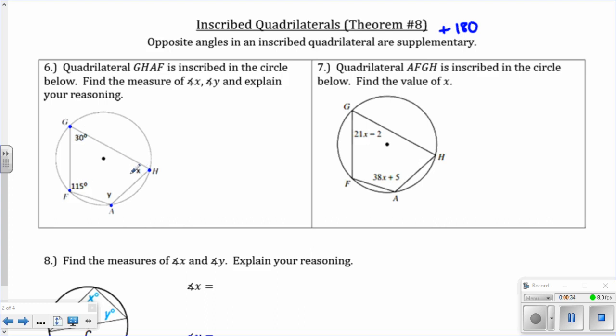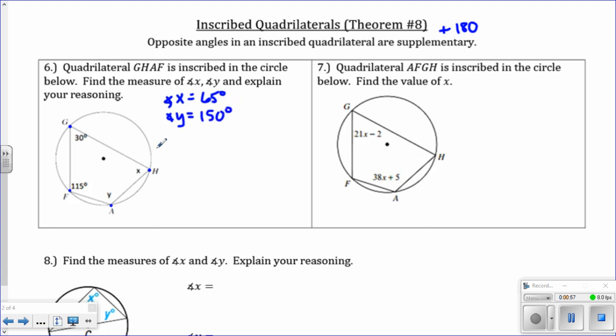Okay. Number 6, so we have to find angles x and y and then explain. Well, angle x is opposite from the 115. So you would just do 180 minus 115, and you would get angle x to be 65 degrees. Angle y is opposite the 30. So again, just do 180 minus 30, and you get angle y to be 150.